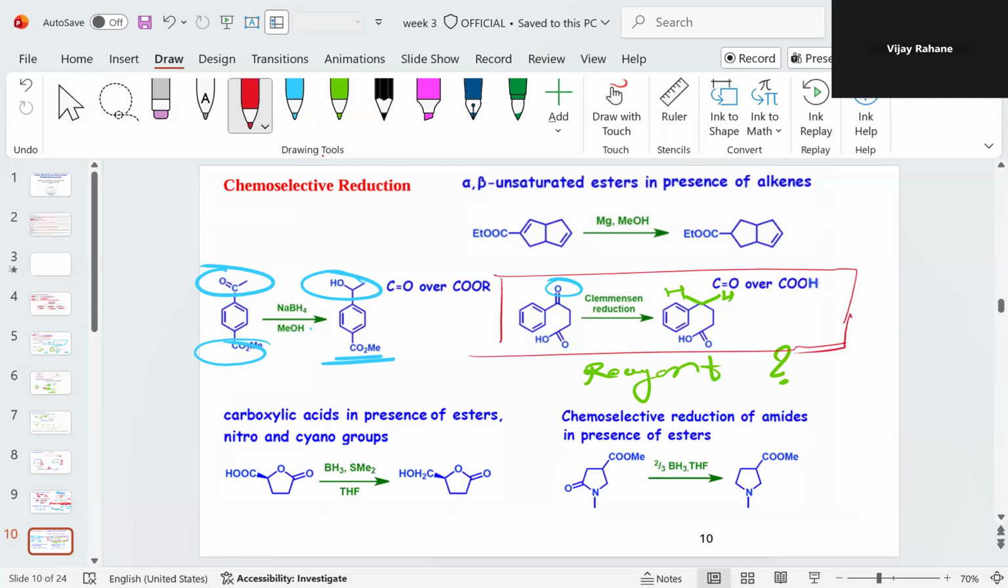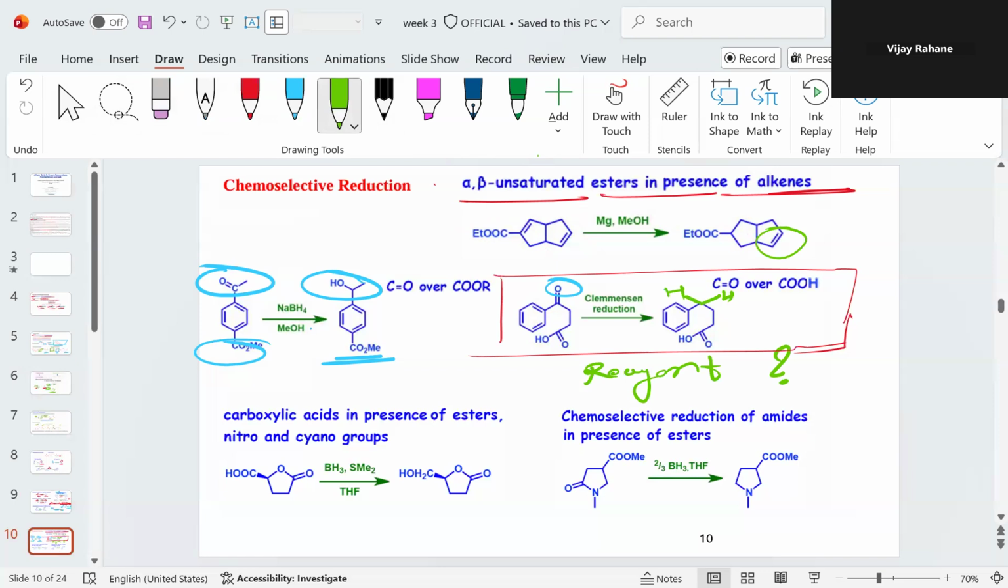Okay. Then another one here, alpha beta unsaturated ester in the presence of an alkene. So this is the alpha beta unsaturated ester, and we have the alkene. If you add magnesium in methanol, it will selectively reduce the alpha beta unsaturated olefin and remain unaffected this isolated olefin. So this isolated olefin will remain unaffected.